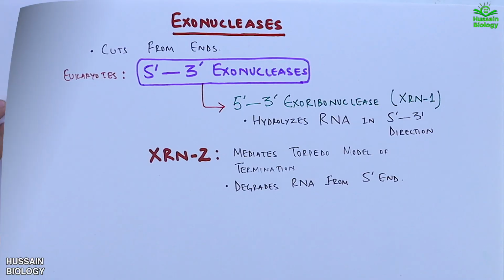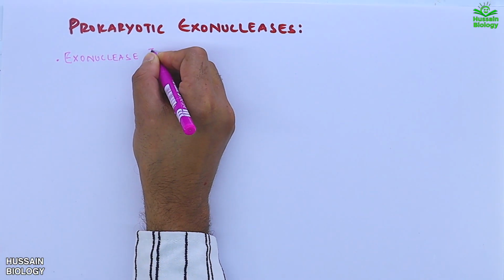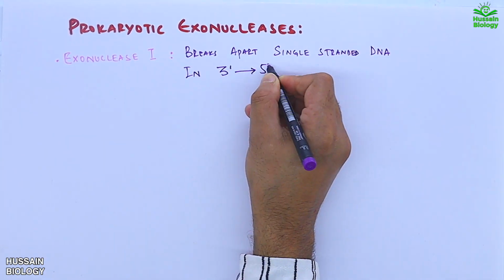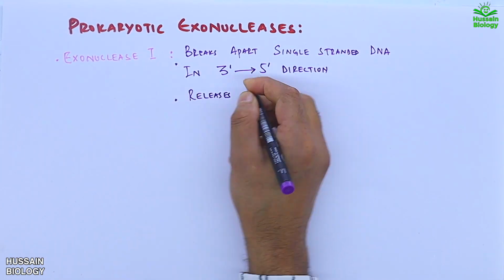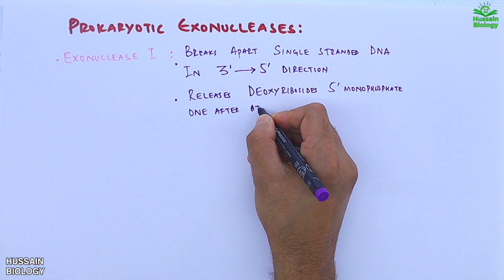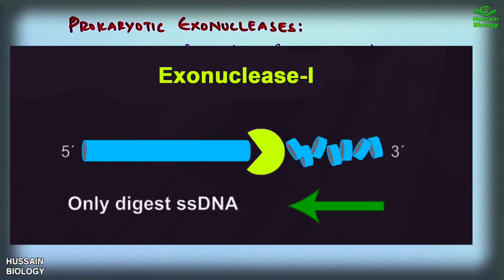Now moving on towards the prokaryotic exonucleases. First we have exonuclease 1. It breaks apart single-stranded DNA in the 3' to 5' direction. It releases deoxyribonucleoside monophosphates and even dinucleotides. Here we have the diagram showing exonuclease 1 acting on single-strand DNA. This exonuclease 1 works from the 3' to 5' end and releases deoxyribonucleoside monophosphates as shown in the diagram.